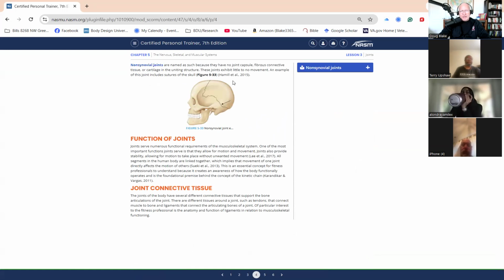Non-synovial joints, again, they're giving you information to complete the package, so to speak. How many of you train people's skulls? It's just ridiculous that I even say that, right? And I'm not trying to knock the information. The information is good. Of course, it's correct. But again, I'm trying to get you to think of how you should be studying this.